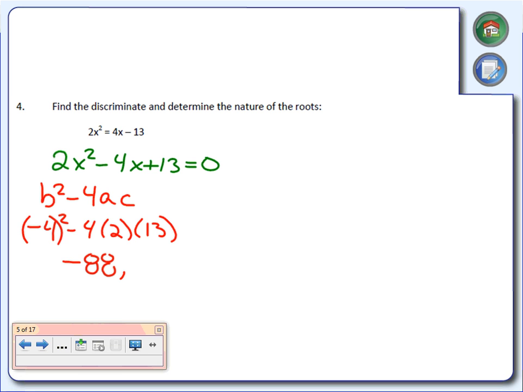Now that we know what our discriminant is, if we look over here on the board, the question is, what kind of roots are we going to have? Well, since negative 88 is less than 0, we should have 2 complex roots. So make sure you have that over here: 2 complex roots. Again, you must have both parts in order to get credit for this question, not just the number.